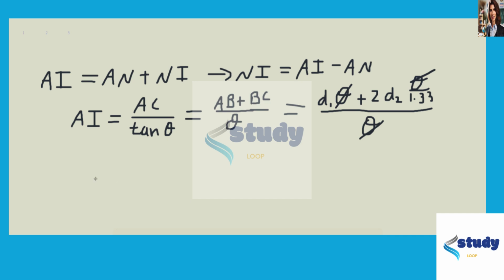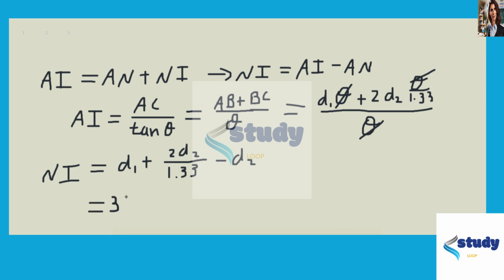So we can go back to solving for the distance between NI. And we can replace AI with this new expression. So we have D1 plus 2D2 divided by 1.33 minus the distance between A and N. But the distance between A and N is just D2. So this is minus D2. So we know all the values in this expression. We can just simply plug them in, and we find that this is equal to 351 centimeters. We can box this in as the solution to our question.